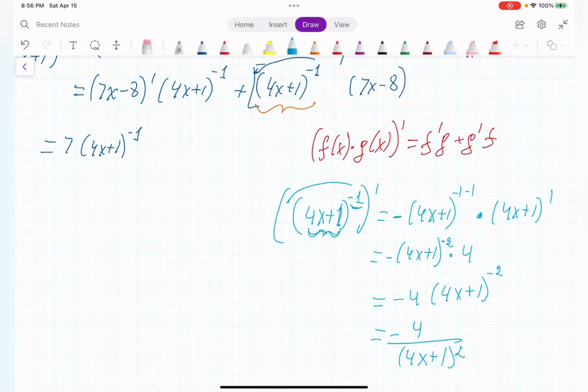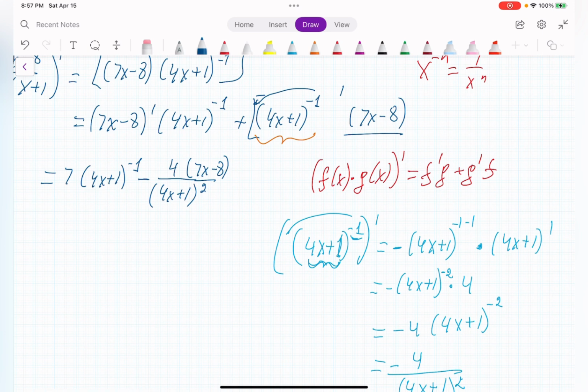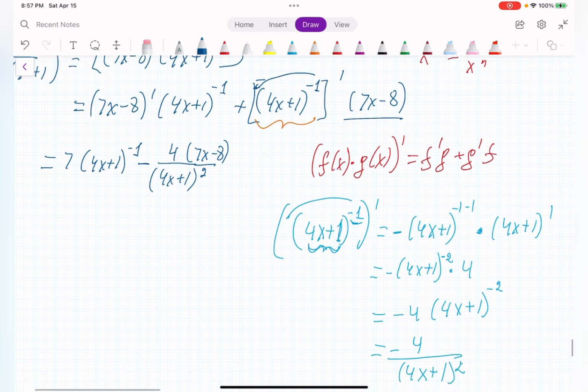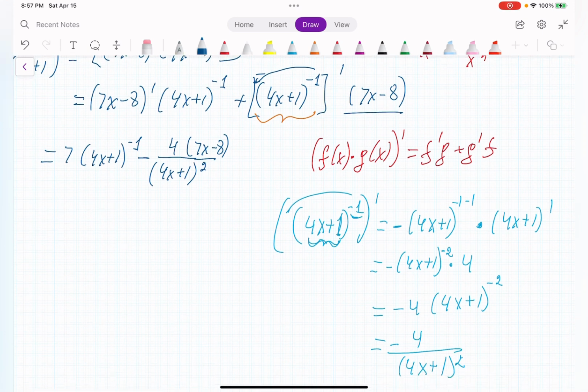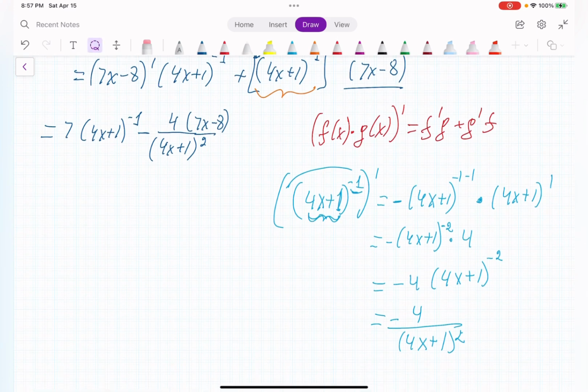Okay, let's write down. Since it's minus 4, I'm writing down here minus 4 over 4x plus 1 to the power positive 2, and times 7x minus 8. This 7x minus 8 was multiplication, simply. Okay, and what do we get from here? Let me squeeze it so I can have space.